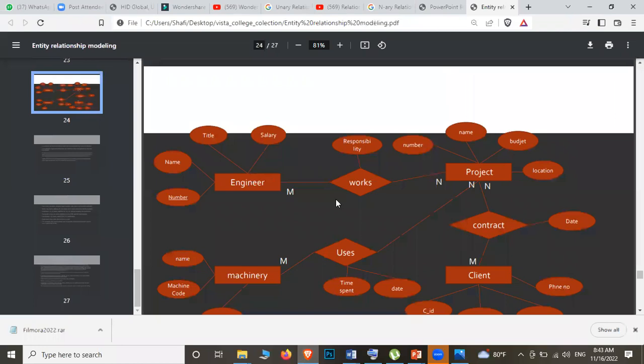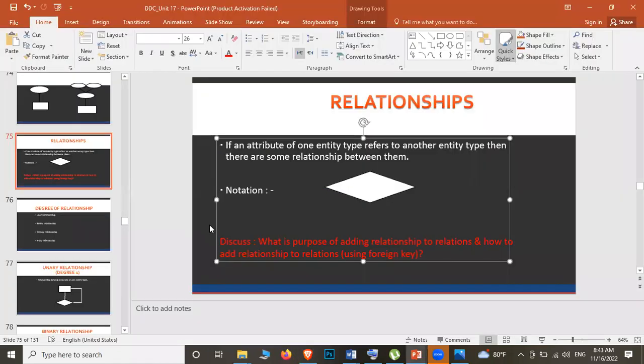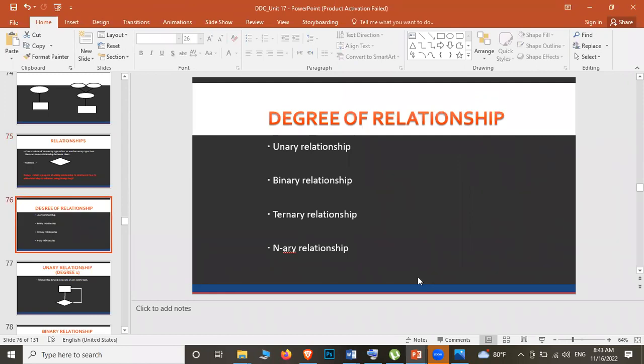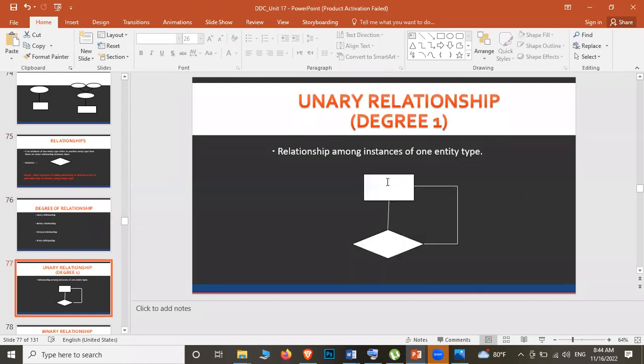So if an entity is trying to relate with another entity, then there is a relationship in between them, isn't it? If you think there is such a relation, you have to use a diamond shape to represent it. The relationships are unary relationship, binary relationship, ternary relationship and n-ary relationship. We'll check them one by one. Taking a unary relationship, for an example, it is a relationship among instances of one entity type, that is, a relation again with the same entity. We call that a unary relationship.